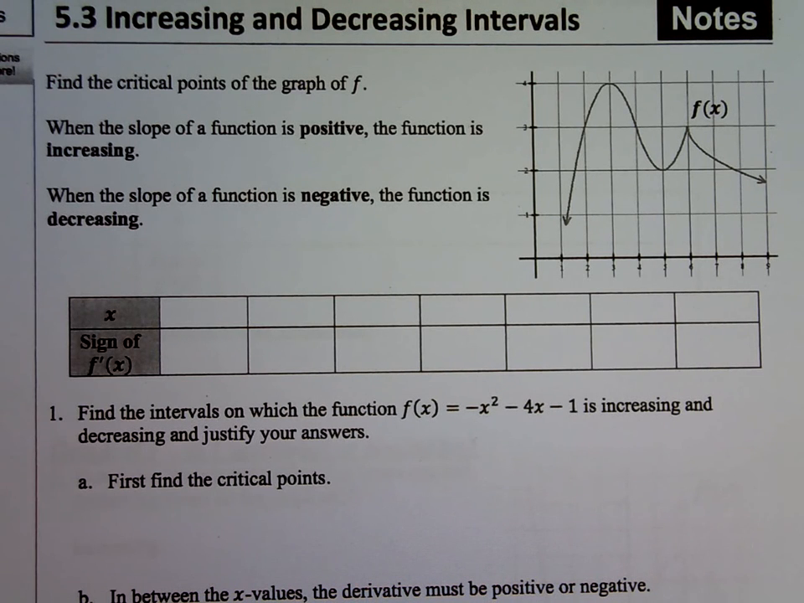We are looking today at section 5.3, which is talking about increasing and decreasing intervals and how you know where they happen, by either looking at the graph or given an equation. We're going to talk about critical points, which were brought up in the last section, so that's what we're going to start with. Find the critical points of the graph of f.